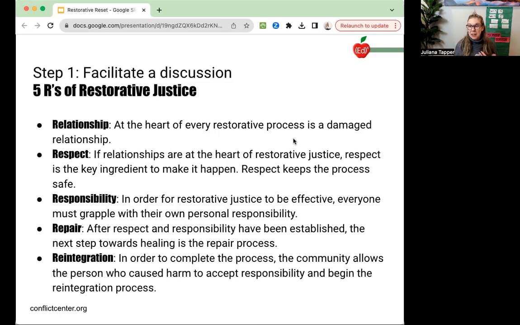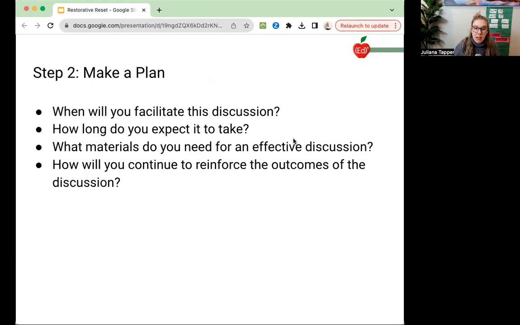Your students have to reintegrate with you. Your students have to reintegrate with each other. Multiple people have caused harm. Multiple people need to accept responsibility, maybe not individually, but just collectively for the whole class, and to really move forward. So as you're thinking about facilitating a discussion, I have some ideas for you that I'm going to share with you in a minute, but they need to be hitting these 5 things. So as you plan a discussion to have with your kids, come back to these 5 R's and go check out theconflictcenter.org. You need to make a plan.